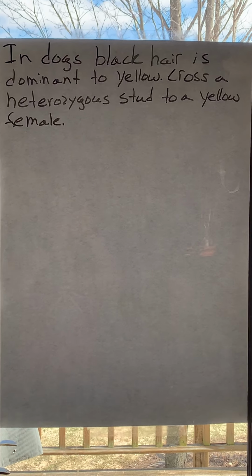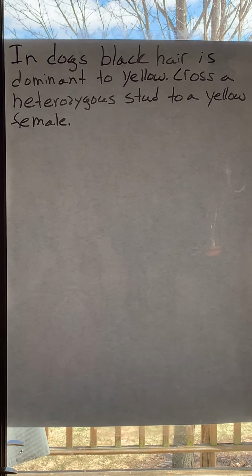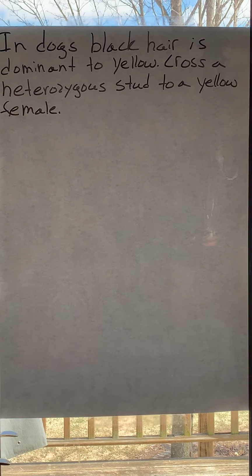This is a monohybrid Punnett Square problem, so we're dealing with just two alleles. Remember, you get one gene from the dad and one gene from the mom, or one allele from the dad, one allele from the mom. So this will be just your typical four-square Punnett Square problem. We'll start with this one as a review.